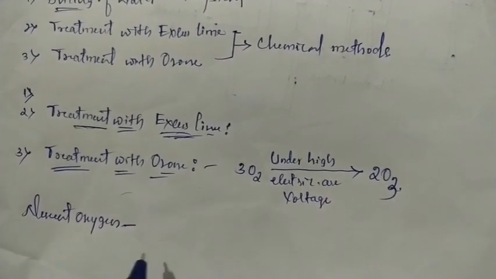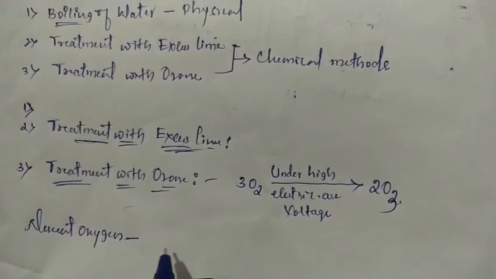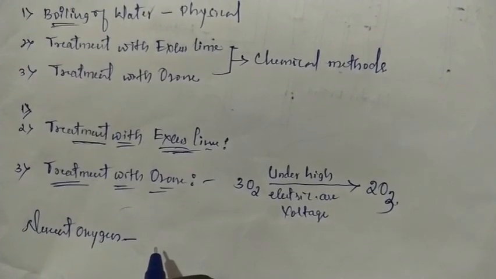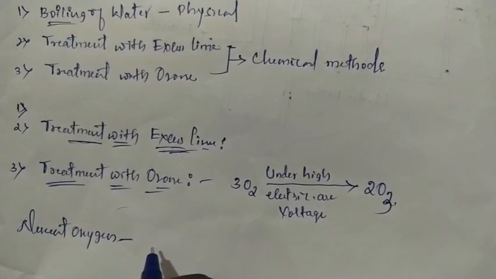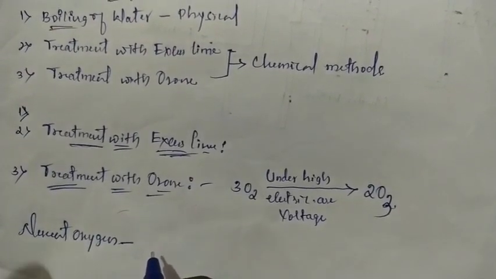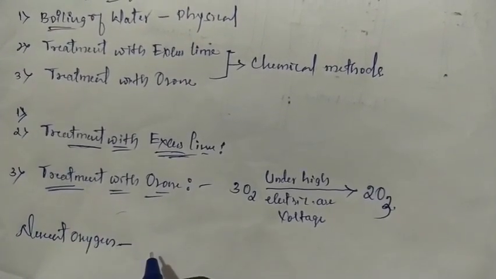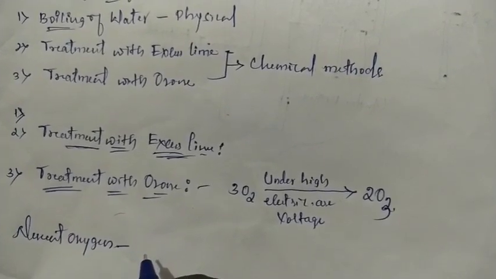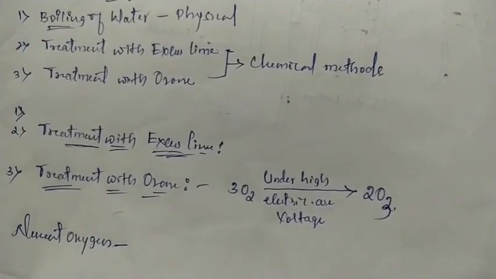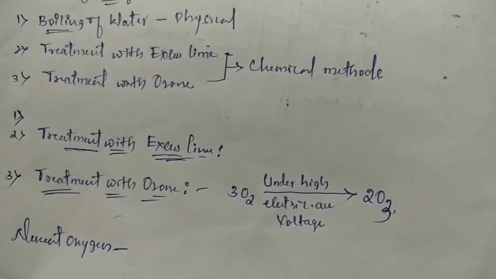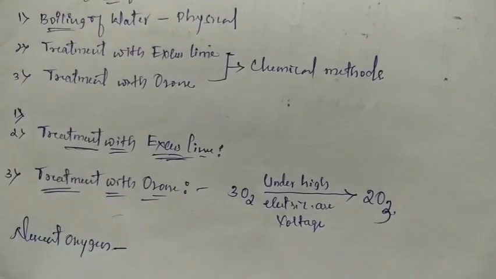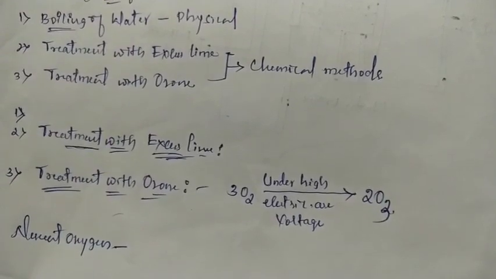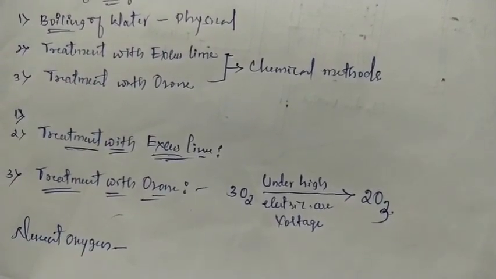It also removes the color, taste or odor from the water sample, in addition to removing the bacteria from it. These are all characteristics, excess parameters present in the water sample. So this is the treatment with ozone. These are the three main methods of disinfection we use in the water treatment plant.